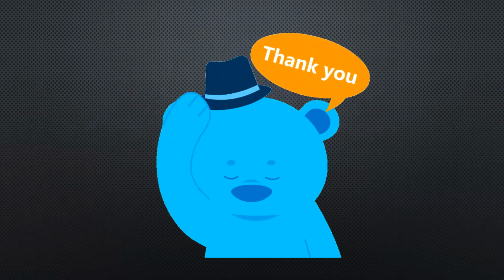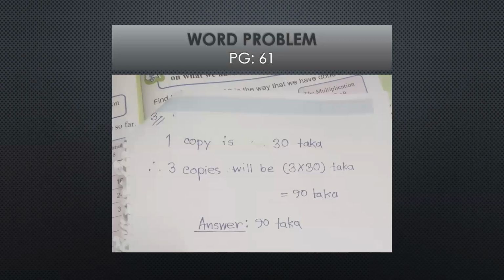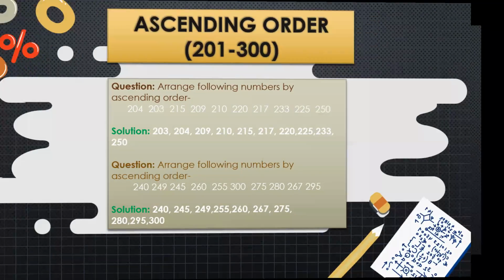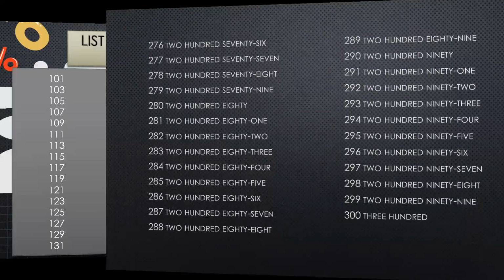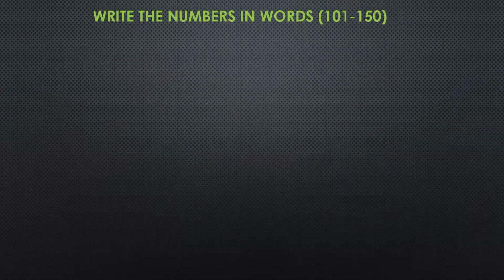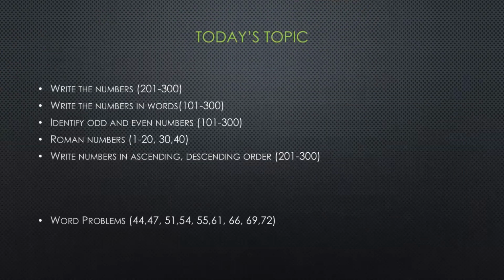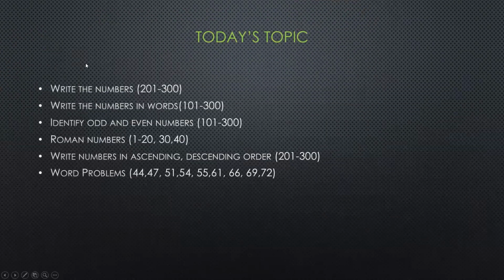Lastly, I review today's topic, which is from your second semester syllabus. Our topics are: write the numbers, write the numbers in marks, identify alternate even numbers, Roman numbers, write in ascending and descending order, and last is word problems. Okay, this is one portion of your second semester syllabus. Next portion you can see in the next class.